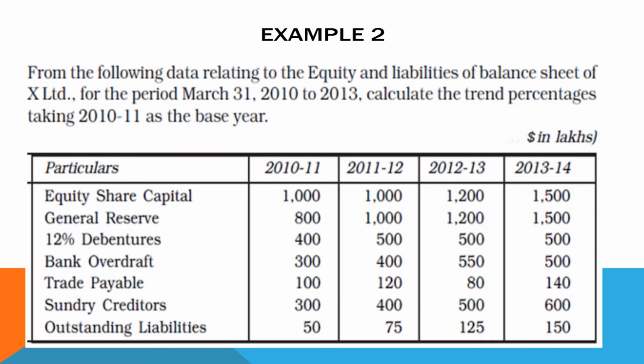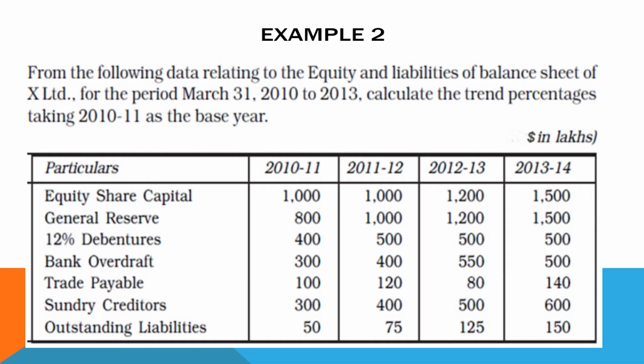After this, we are supposed to calculate the total of equity and general reserve, which is 1800, 100%, 2000, 111.11%, 2400, 133.33%, and lastly 3000 and 166.67%. Now moving on to long-term debts, that is debentures, they were 400, 500, 500 and again 500.